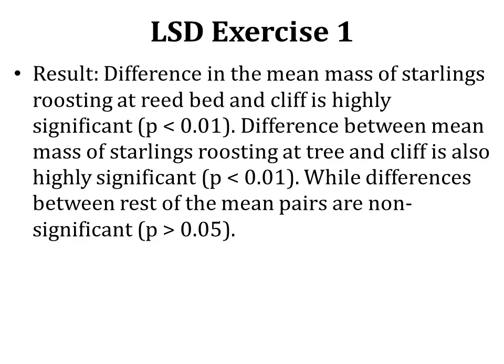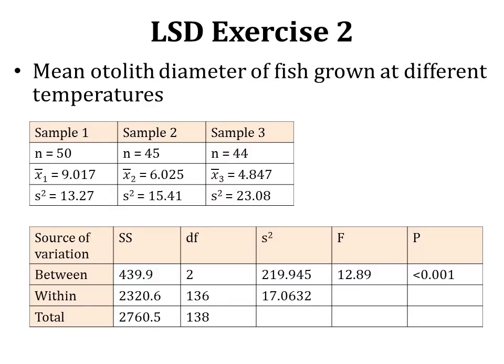So this is our exercise number 1. Now we have our exercise number 2 for today, which is about the mean otolith diameter of fish grown at different temperatures. And remember, we did this exercise in ANOVA as well. The ANOVA F value that we got was 12.89, which was very highly significant. So this ANOVA result showed us that there is a significant difference in the mean values, right? But which mean values are specifically different from each other, let's find out through LSD.